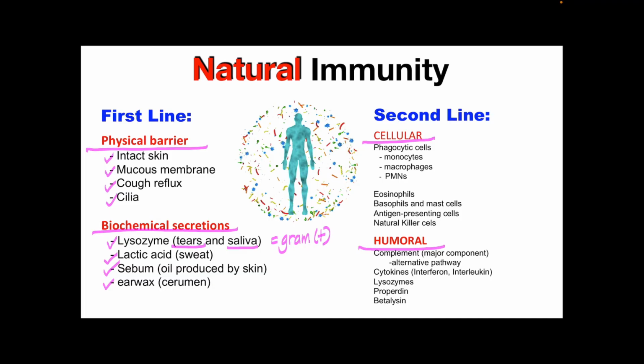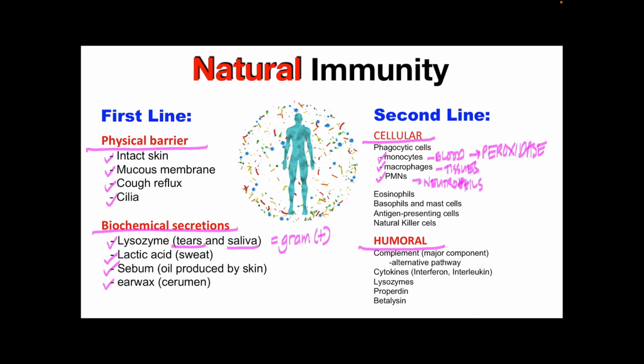For the cellular component, we have these cells: the phagocytic cells, the monocytes, macrophages, and polymorphonuclear cells. The monocytes are found in the blood. The macrophages are in the tissues. For PMNs, in particular, we have the neutrophils. One of the main differences between the monocytes and the macrophages is that the monocytes contain peroxidase, whereas the macrophages don't have this peroxidase.